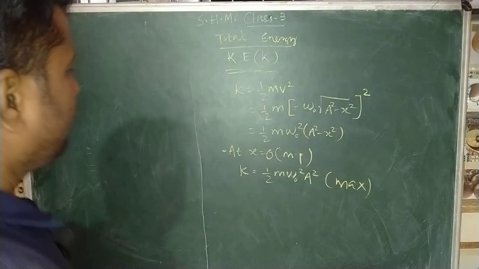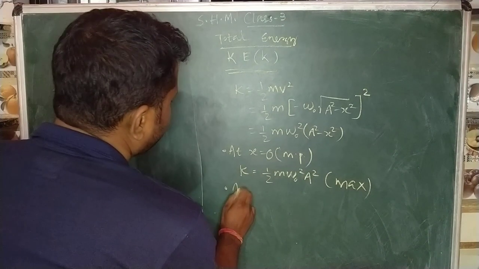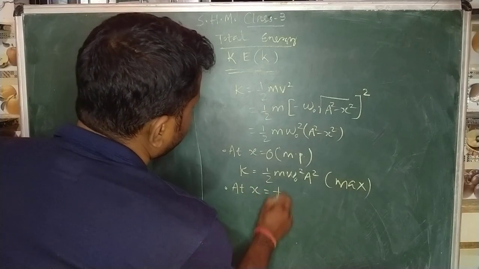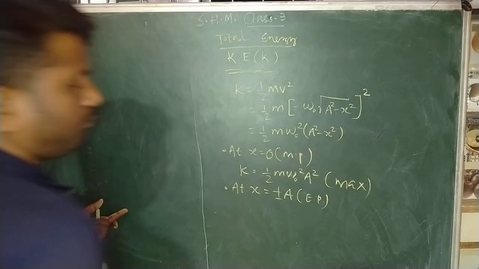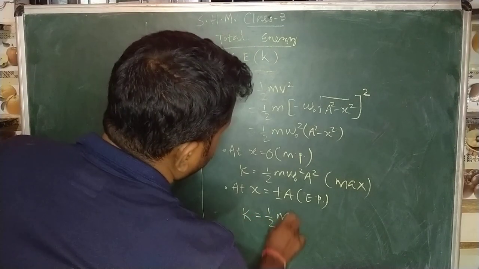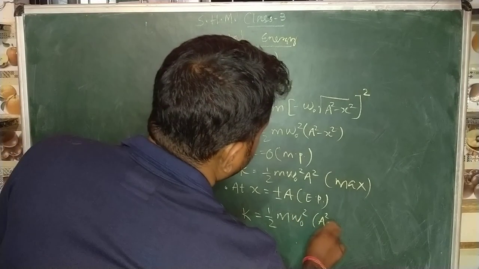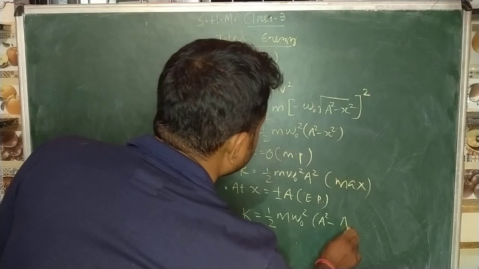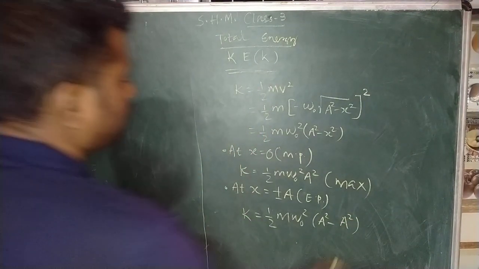At x equal to plus or minus a, that means at our extreme position, K will be how much? Half m omega naught square, a square minus plus or minus a square. Plus a square is a square, minus a square is also a square, so it is 0.